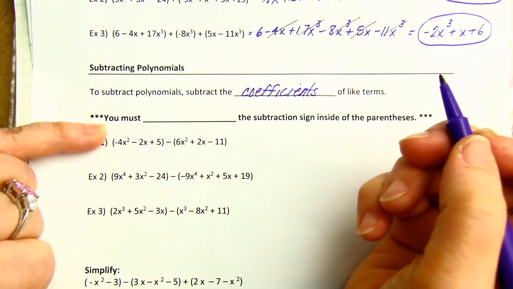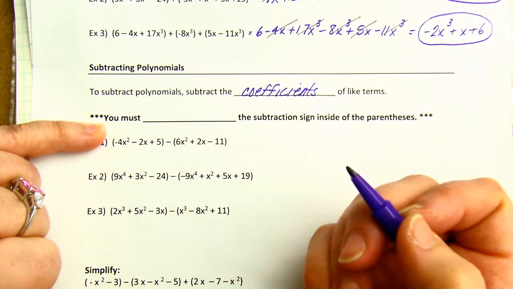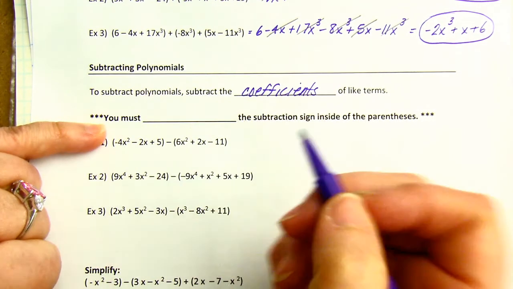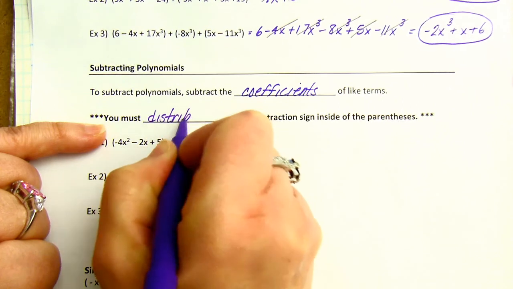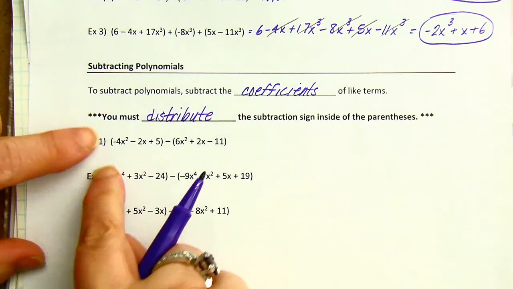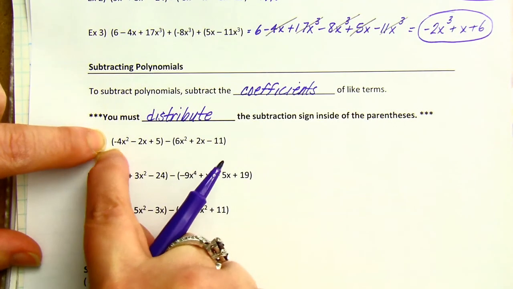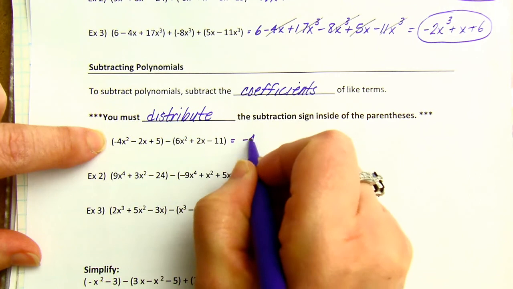But here's, lots of stars here. You must distribute the subtraction sign inside of the parentheses. Okay, you got to do it to inside. Distribute. Okay, so the first grouping, there's not a subtraction on the outside of the grouping, so I'm just going to copy this down. And again, I highly recommend that you do this.